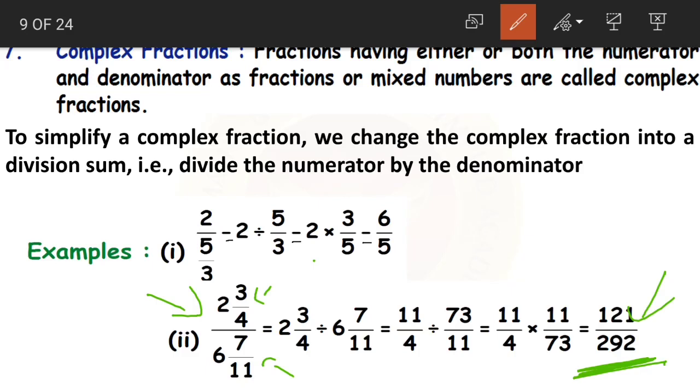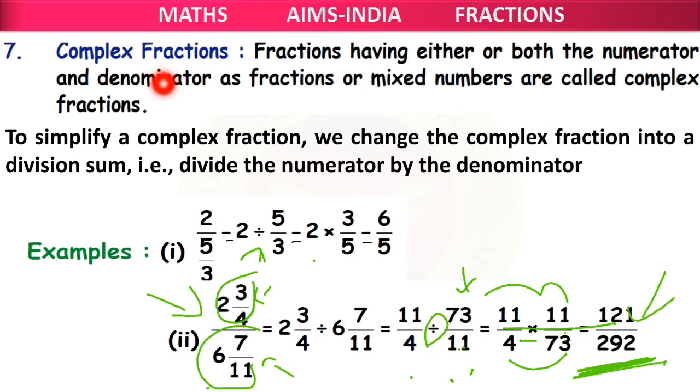Is this clear, students? First step: if any of the numerator or denominator are mixed numbers, first convert them into fractions, and the next step will be to write it in the form of division. Then we replace the division symbol with multiplication and write the reciprocal of the second fraction. Then multiply the numerators, divided by multiply the denominators. Yes, this gives us our simple fraction. Clear, students? This was about converting complex fractions into simple fractions.